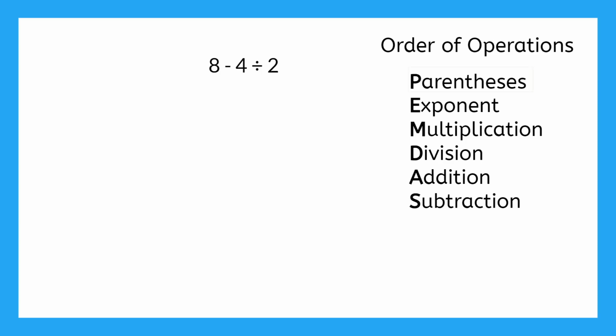First, parentheses. But we don't have any of those in this equation, so we're going to skip that. Same thing for exponents, so skip that one too. No multiplication either, so what's next? There is division in this problem, so let's do that first. 4 divided by 2 is 2. Next is addition, we don't have that. And finally, subtraction. 8 minus 2 is 6, so 6 is the correct answer here.